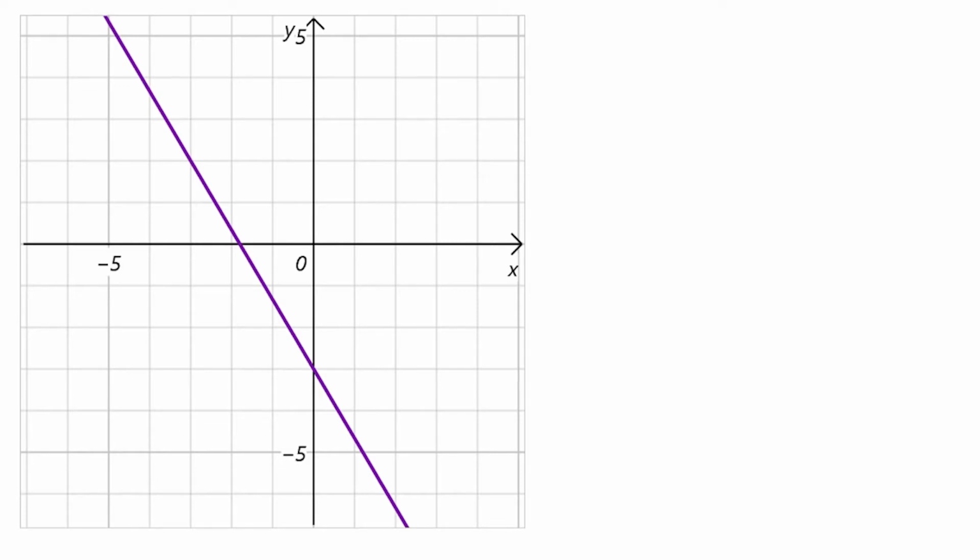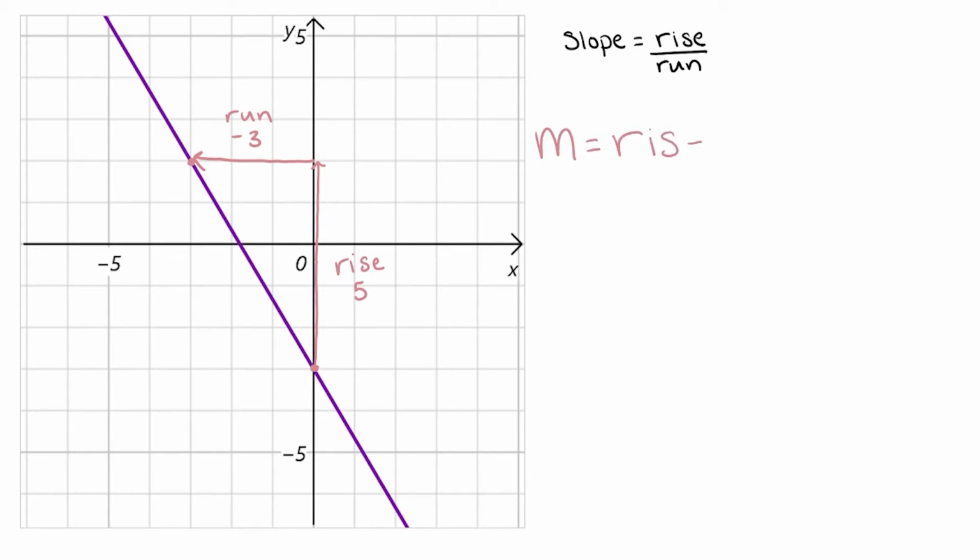Let's look at another graph and find the slope from the graph. We have this graph here. Let's identify a point on this line. We want to get to the next point. So the way that we're going to do that is we're going to rise 5 units. We need to go 5 units up and run 3 units to the left. That means our rise over run is equal to 5 over -3, and our slope is -5 over 3.